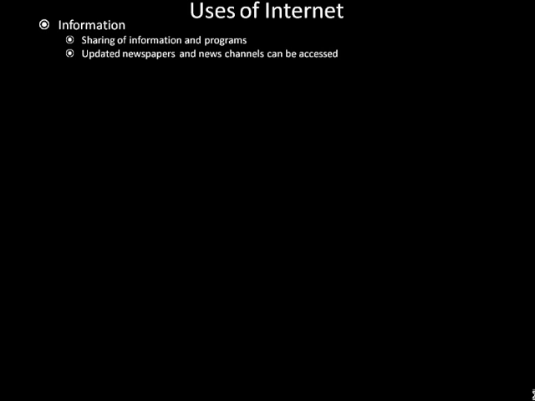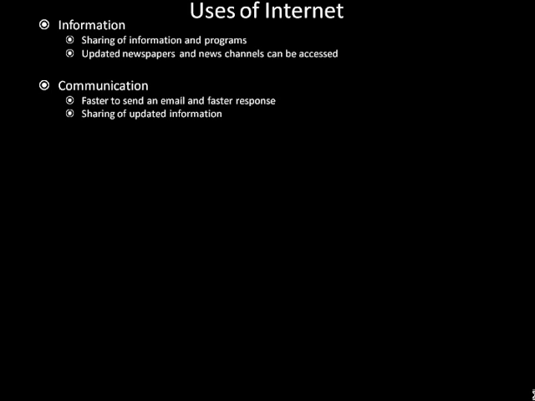Communication. One of the major uses of the Internet today is for communication purposes. It is much faster to send an email to someone than to send a letter, and the response can be as rapid. There are various means of communication on the Internet. Communication can also be in terms of sharing of updated information. As mentioned previously, most major newspapers and news channels are online these days, and news is communicated in real time, that is, as it happens.